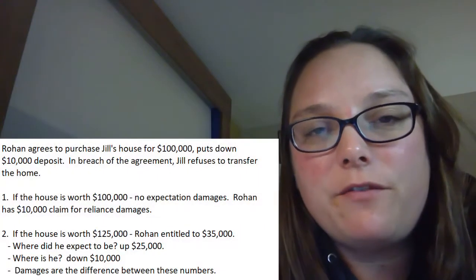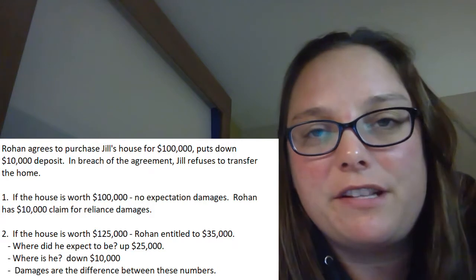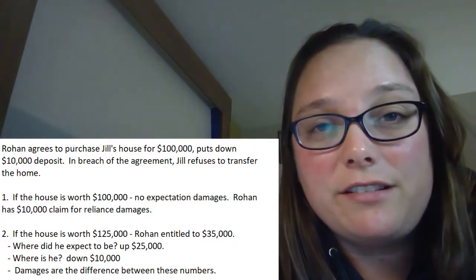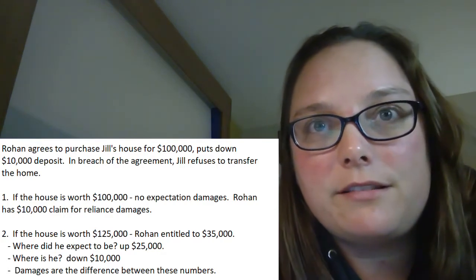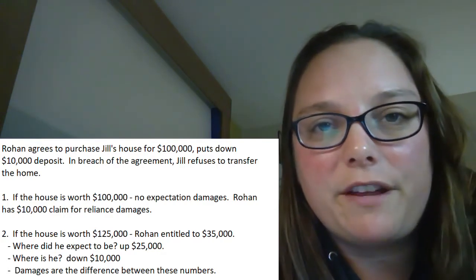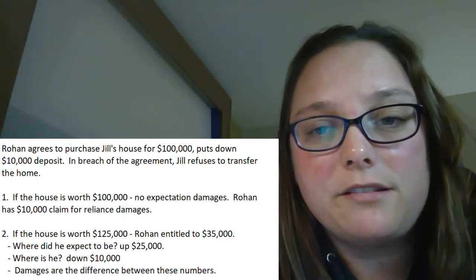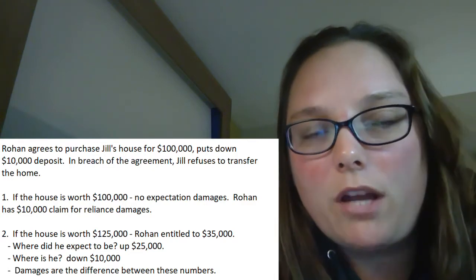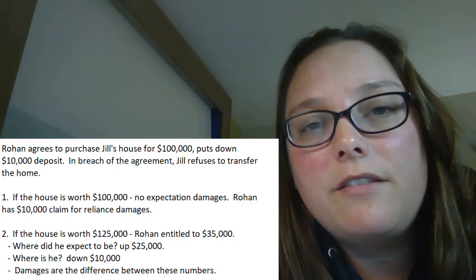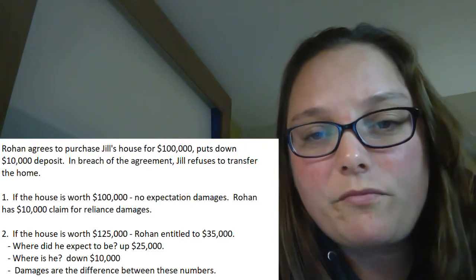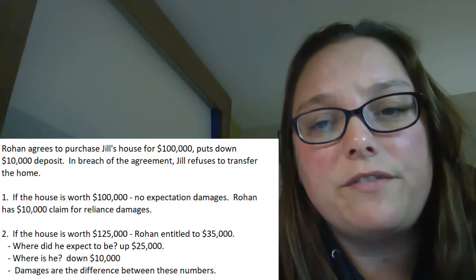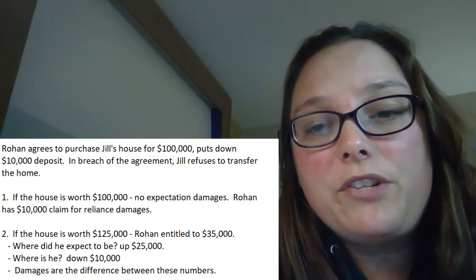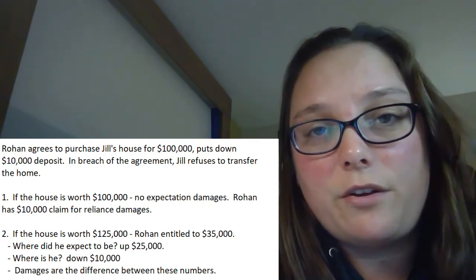Because of the formula for expectation damages being benefits minus costs, market value of whatever is being purchased is very important because it's key to figuring out what exactly is the benefit and what exactly is the cost. So let's look at an example where the value of the commodity that's being purchased is variable, where it changes. So Rohan agrees to purchase Jill's house for $100,000. Then he puts down a $10,000 deposit. In breach of the agreement, Jill refuses to transfer the home.